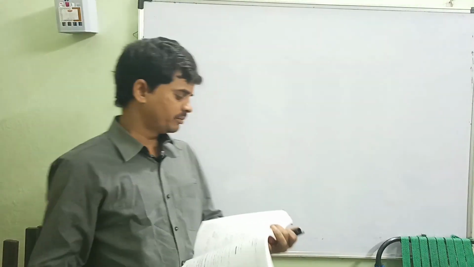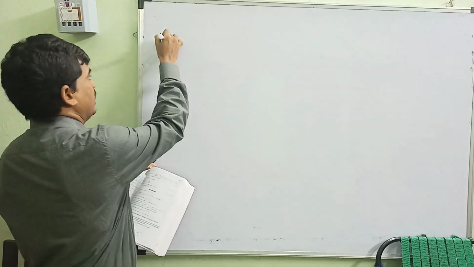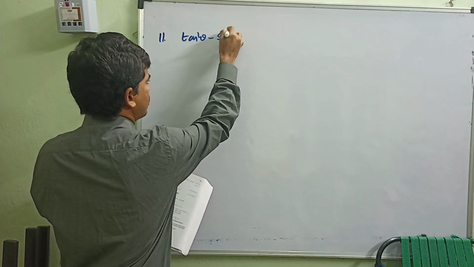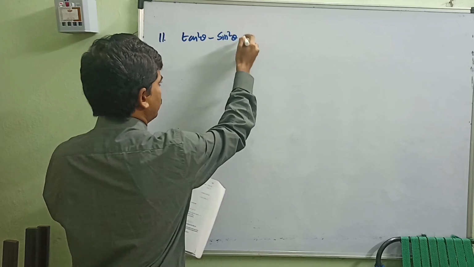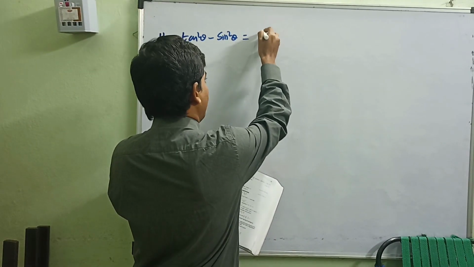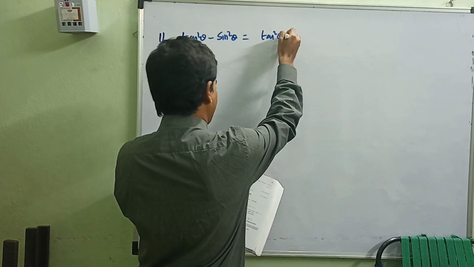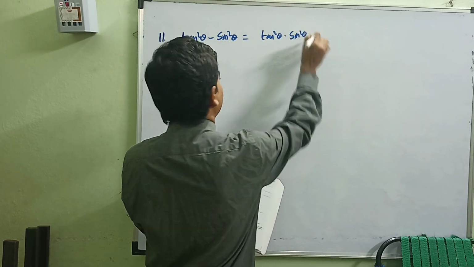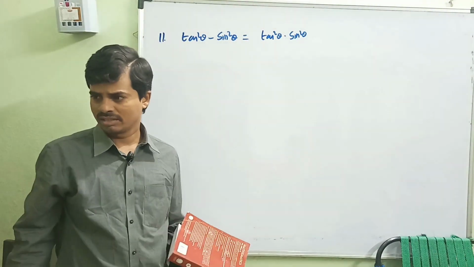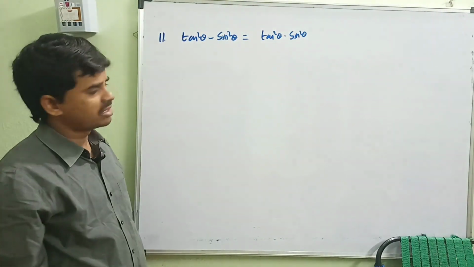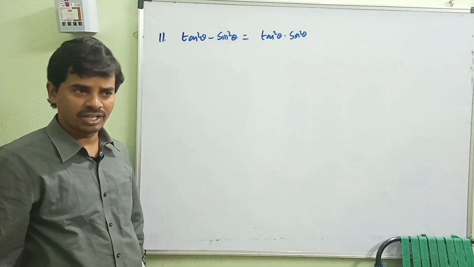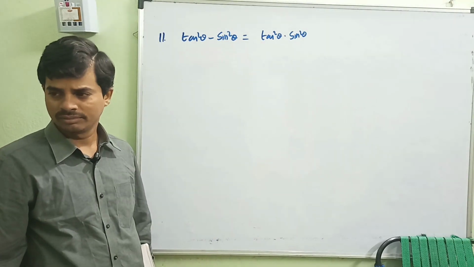Next question, see. Tan square theta minus sin square theta is equal to tan square theta into sin square theta. What are the terms we are seeing in LHS? The same terms we are seeing in RHS, but they are under subtraction and here they are multiplication.